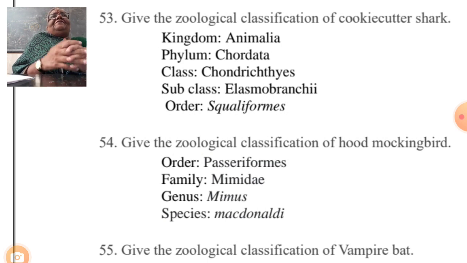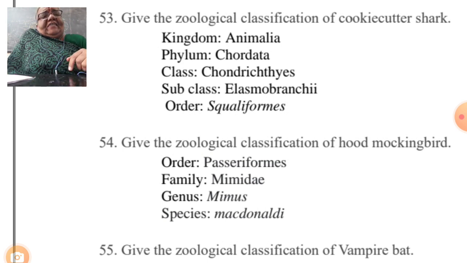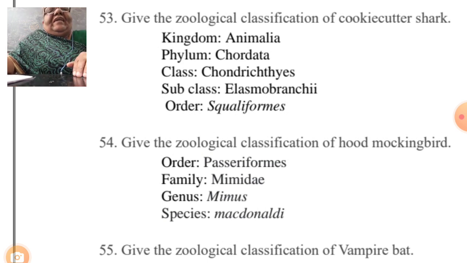Now apart from invertebrate parasites, that is those which belong to protozoa and arthropoda, you have to learn about a few vertebrate parasites also. As per your syllabus, 3 vertebrate parasites have been given and I am going to discuss their binomial nomenclature and systematic position. First one is cookie cutter shark.